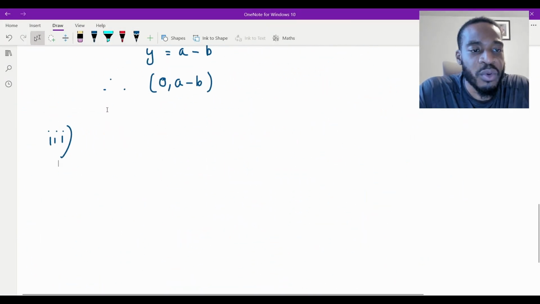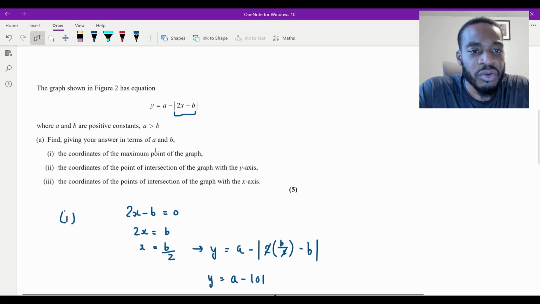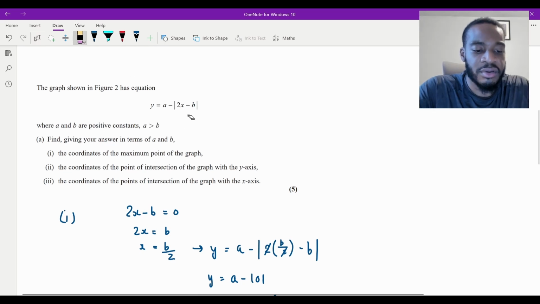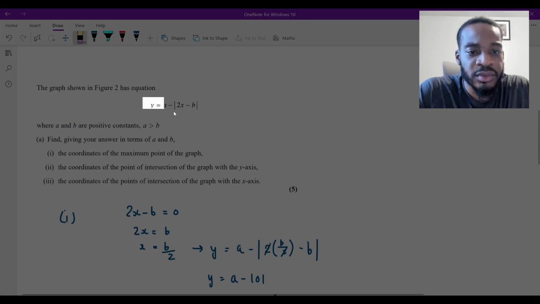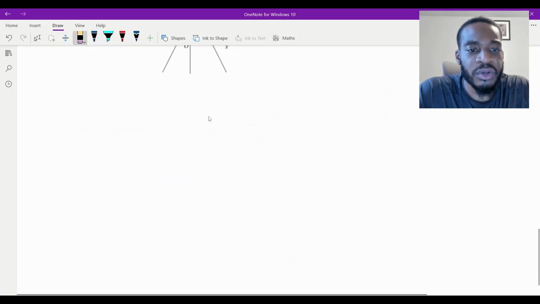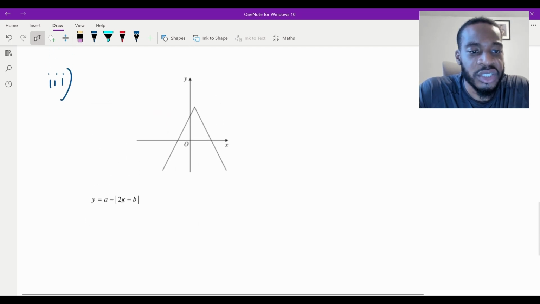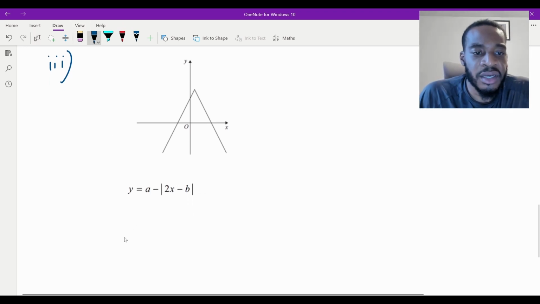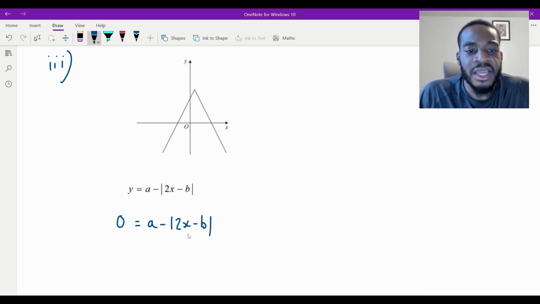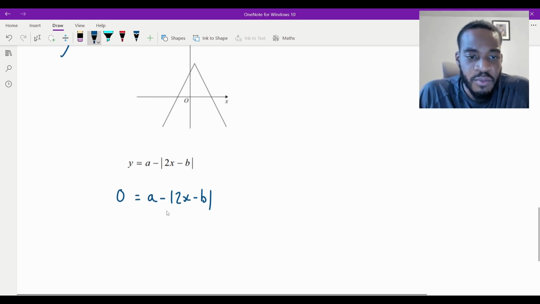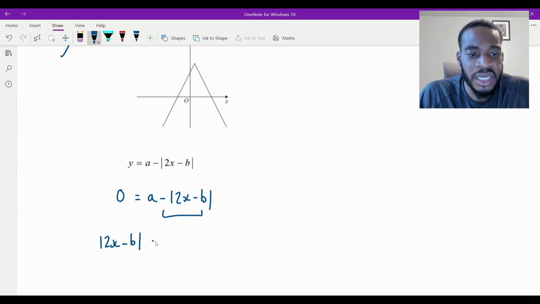Okay. So triple I, we want the intersections with the x-axis. So that's when y is equal to 0. So let me get the equation of the function as well. And with the x-axis, I want y equal to 0, don't I? So what I'm going to do is literally just set y equal to 0 and solve. So it's going to be 0 is going to equal a minus the modulus of 2x minus b. And then I need to solve this for x, isn't it? So I'm going to move this whole thing over to the left, because it's negative. So it becomes the modulus of 2x minus b on that side is going to equal a.